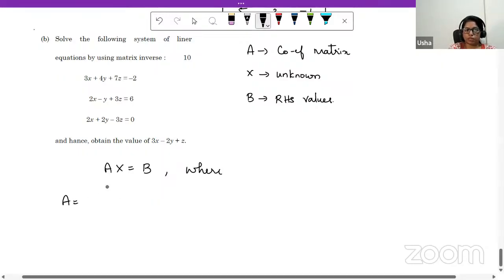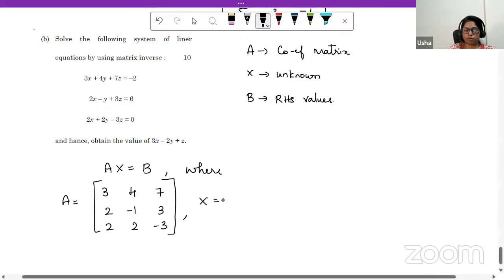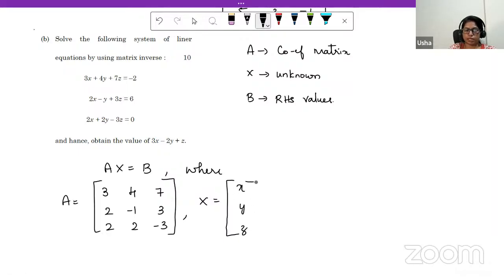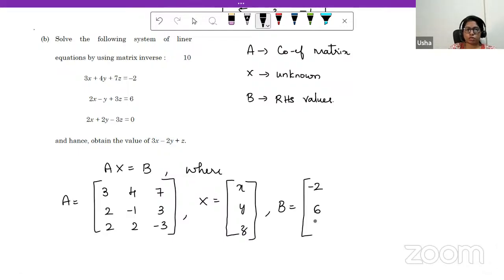The given system of equations is written in the form AX equals B, where A is equal to, write down the coefficients, 3, 4, 7, and then 2, minus 1, 3, 2, 2, minus 3. This is A. What is the X matrix? It is a column matrix of unknown variables. Here the unknown variables are small x, y, and z. And what is B? Right hand side values, which are minus 2, 6, and 0. So the given system of equations can be written like this.